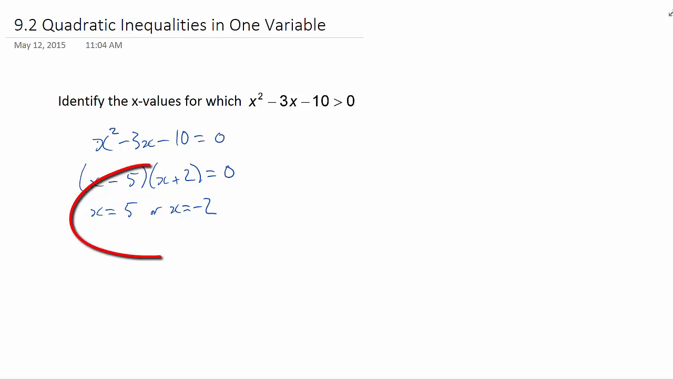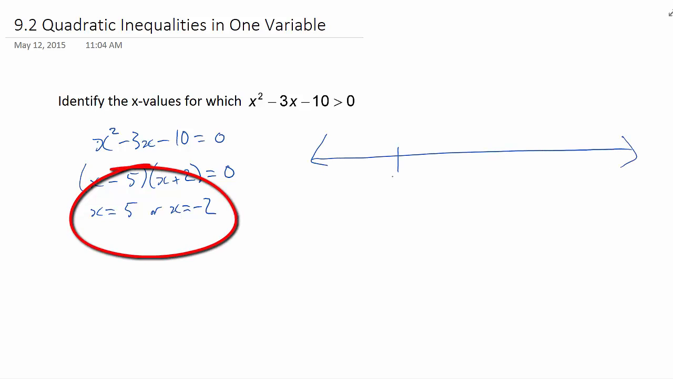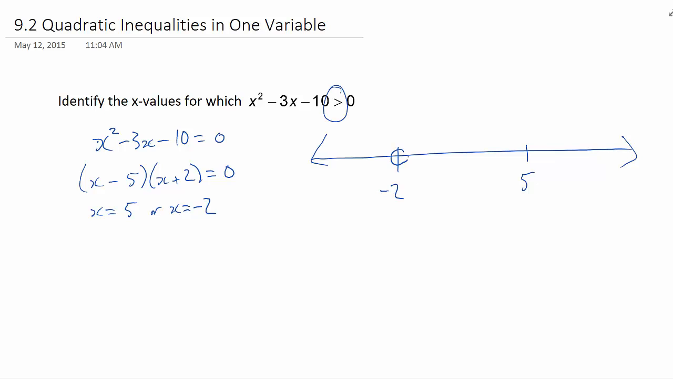Once I get the zeros, I would put these points on the number line. And remember that right at -2 and 5, I either have to put a shaded circle or an open circle. Since the inequality is greater than, I'm going to put an open circle at both points. We don't want equal to 0, we want greater than but not equal to. So we know it's going to be one side or the other from here.